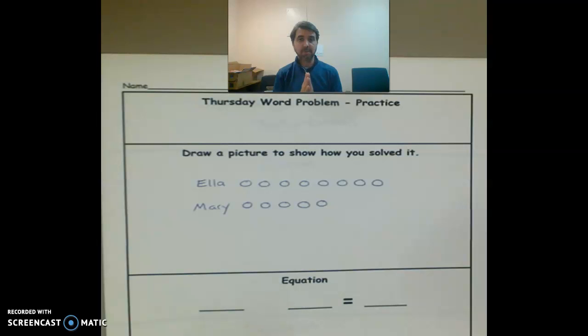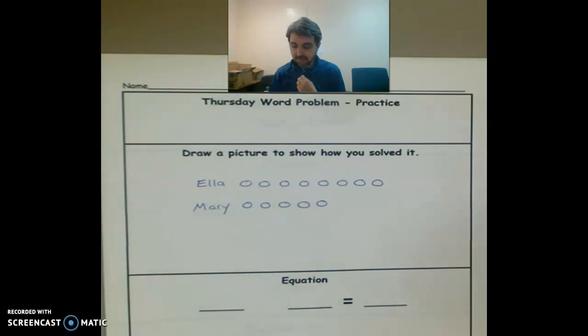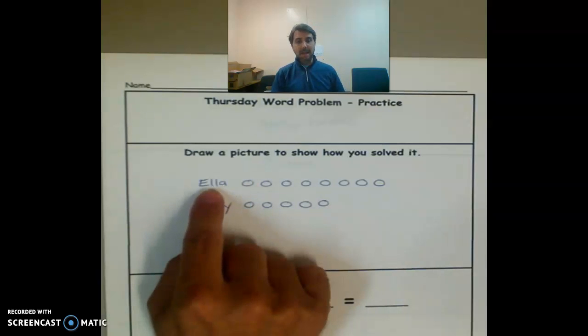We're going to change it up a little bit. We don't want it to get boring, right? So this time, what I have done is I have drawn a picture right here. So your job is going to be to come up with your own word problem based on this picture. So let's take a look at the picture. At the picture, we've got Ella.